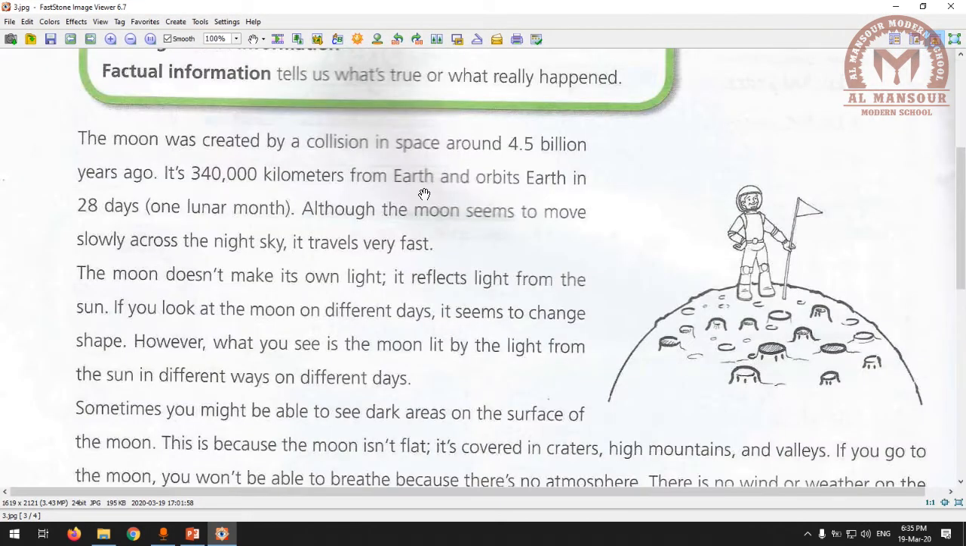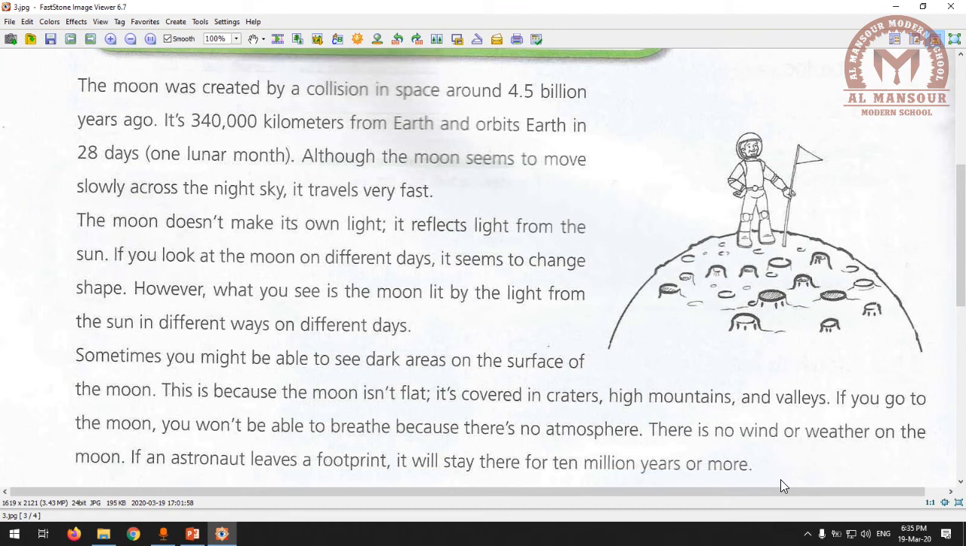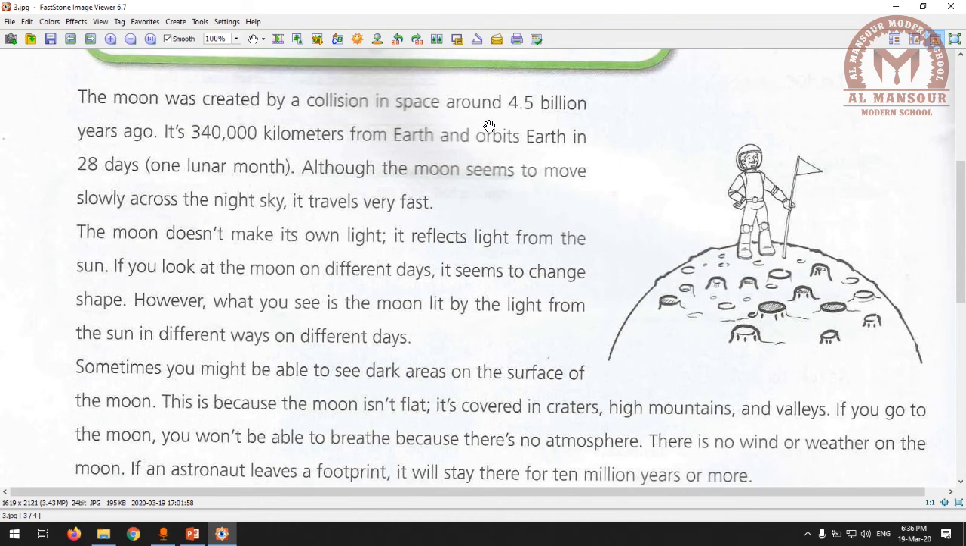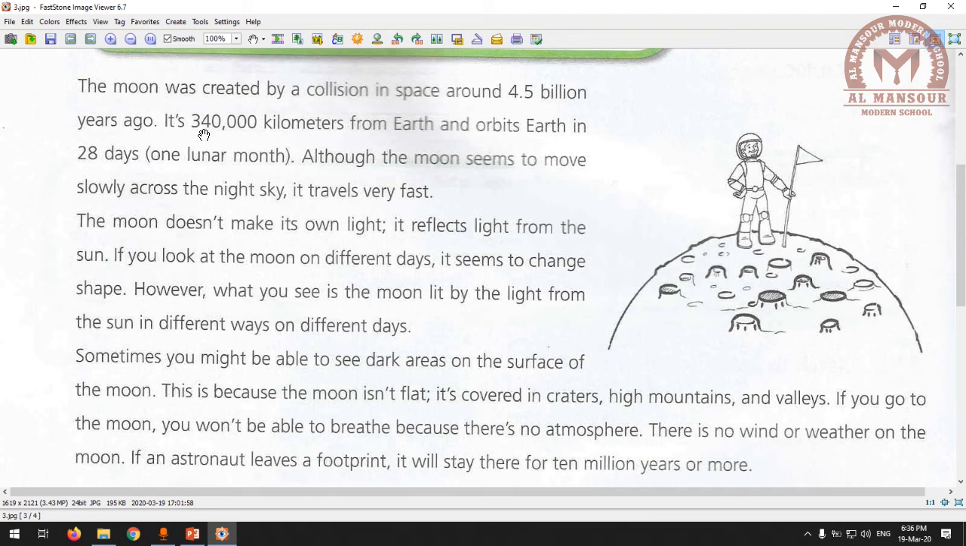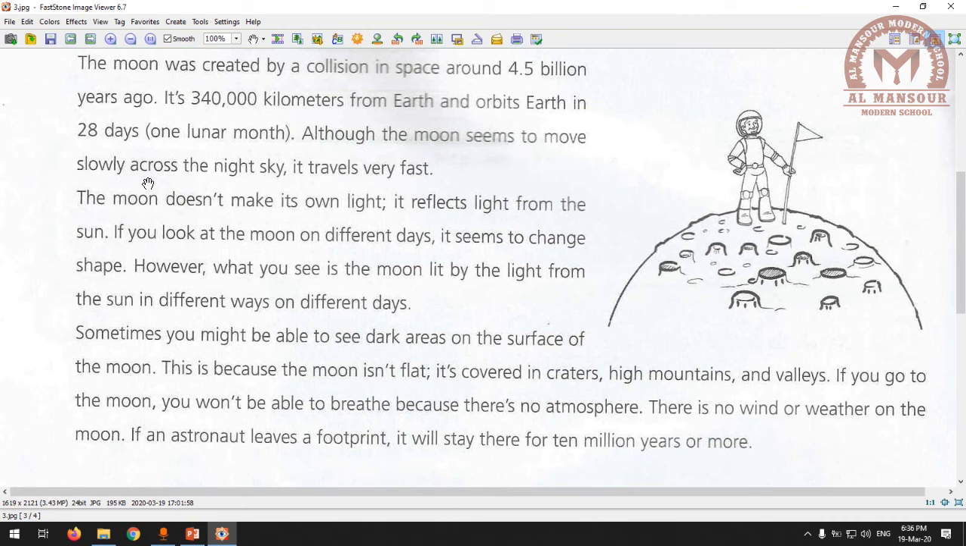Okay. For this one, I'm going to help you read this, but aside from that, you're on your own. Okay? The moon was created by a collision in space around 4.5 billion years ago. We already explained collision, so it's something that must have hit it, and the moon was created. It's 340,000 kilometers from Earth and orbits the Earth in 28 days, one lunar month. Okay, we already use the lunar calendar in Muslim countries. Although the moon seems to move slowly across the night sky, it travels very fast.